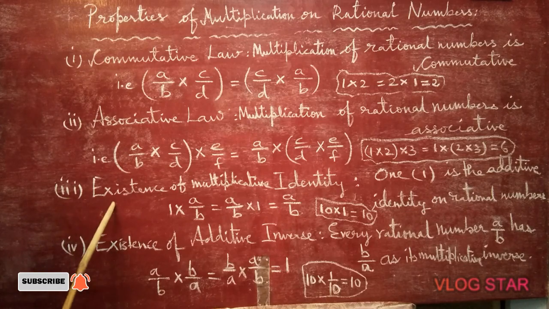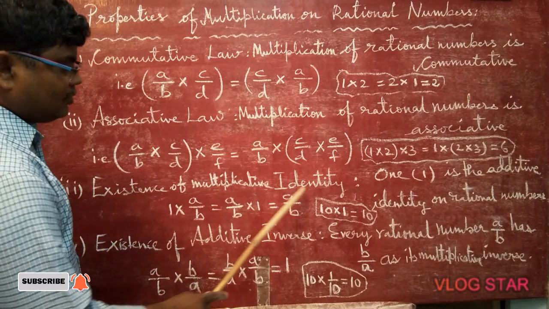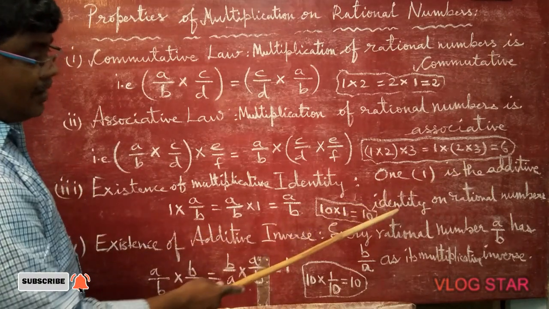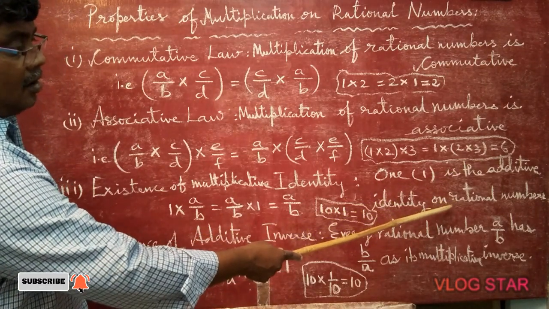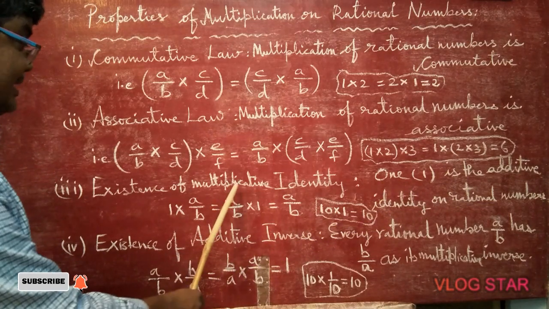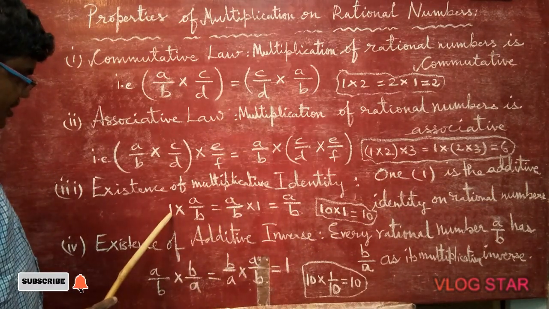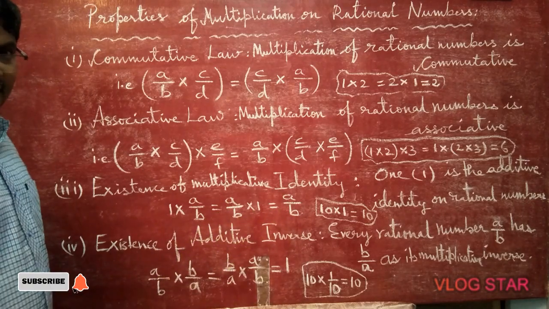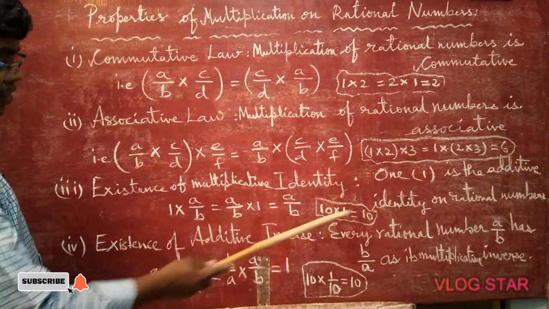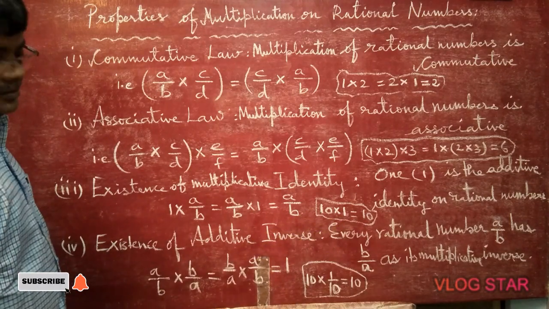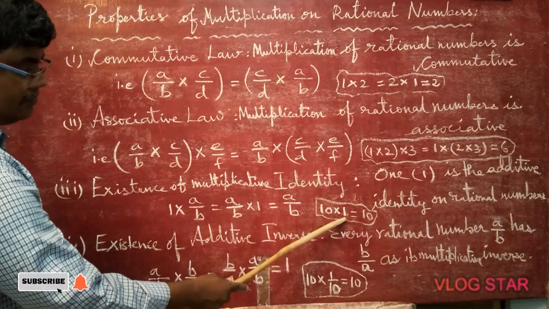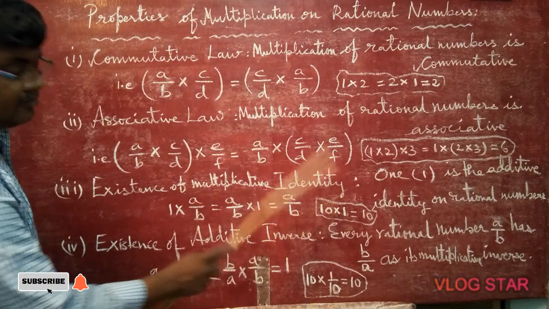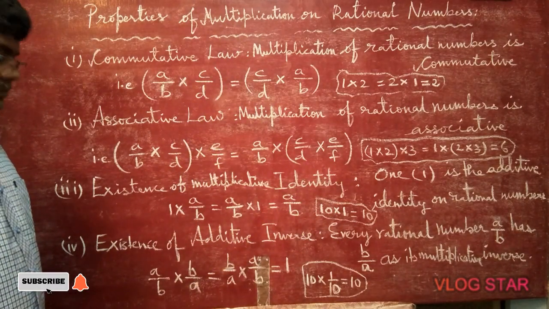Next, third, existence of multiplicative identity. 1 is the multiplicative identity on rational numbers for multiplication. Here you see 1 into A by B is equal to A by B into 1 is equal to A by B only. One table everybody knows. So 10 into 1 is 10 only; here also the same number should come, 10. For addition, 0. For multiplication, 1. Like that you compare and read.